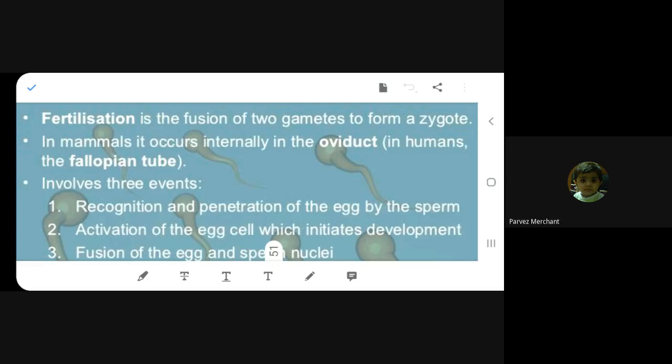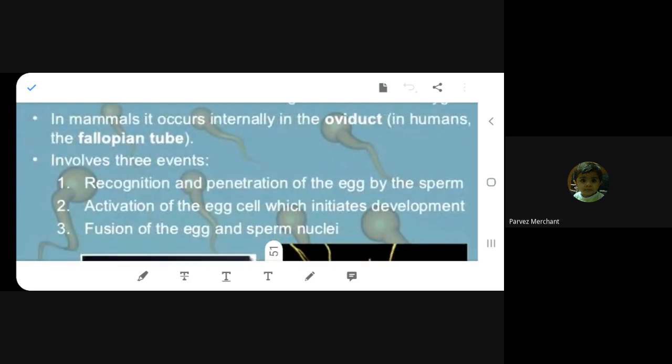Do you understand now? Okay. So where is the fertilization occurring in humans and in animals? Fallopian tube. What is the other name of the fallopian tube? Oviduct. Very good. Duct is always a tube. Remember, what is called a duct? It is a tube.